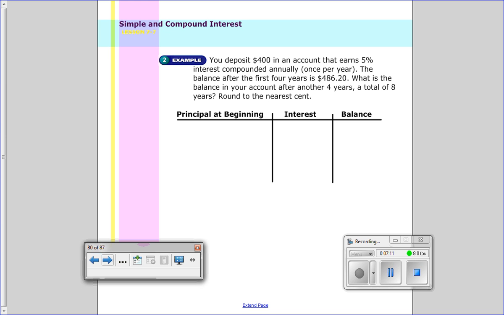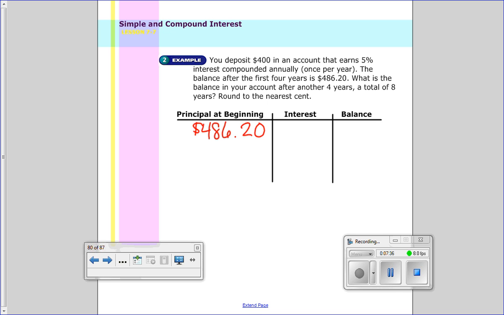So you deposit $400 in an account that earns 5% annually. The balance after the first 4 years is $486.20. What is the balance in your account after another 4 years for a total of 8? Round to the nearest cent. Well, I'm just not actually going to solve this whole thing, but I'm going to show you how it works. So again, they say after 4 years, this is what I have in my account. Right? And I earn a 5% interest rate.